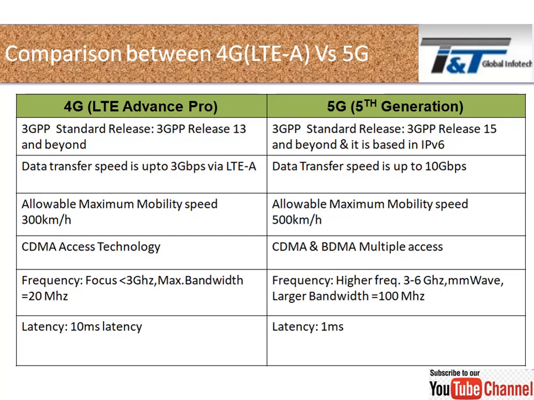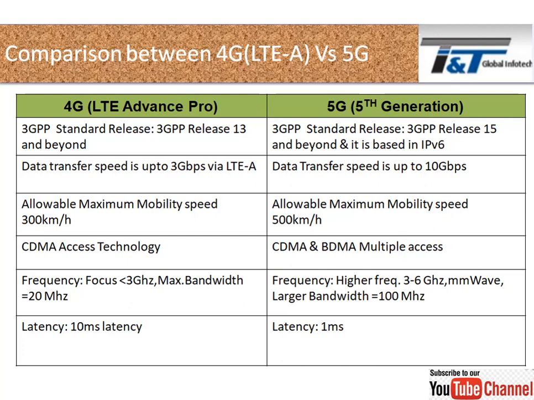If we talk about access technology, we already know that a lot of access technologies exist: TDMA, FDMA, CDMA, and here BDMA. For LTE Advanced Pro, we are using CDMA access technology. For 5G, we are using code division multiple access and beam division multiple access. A lot of things like FTTX and IPv6 will also be used, but here we are discussing the access technology only. So in the fifth generation we are using CDMA and BDMA both.